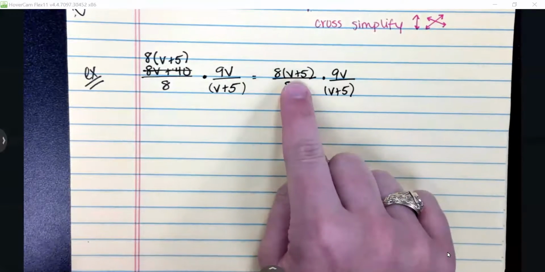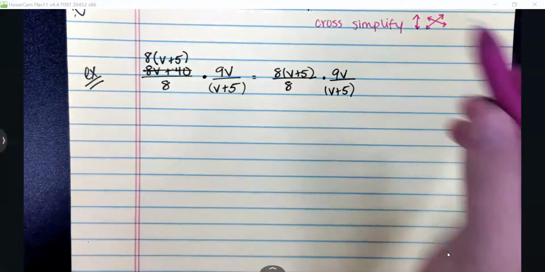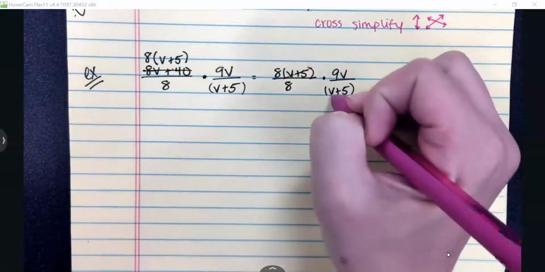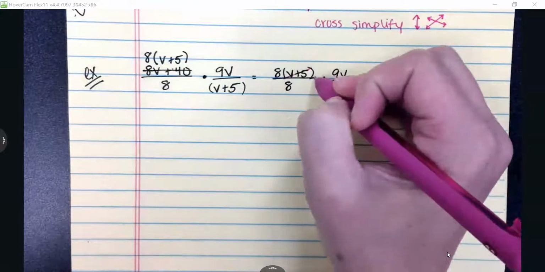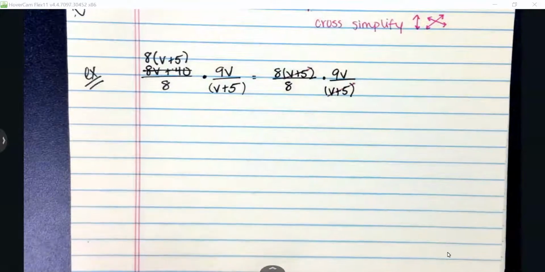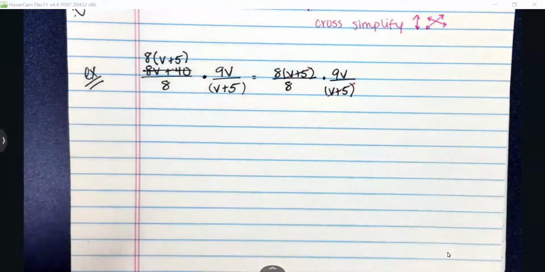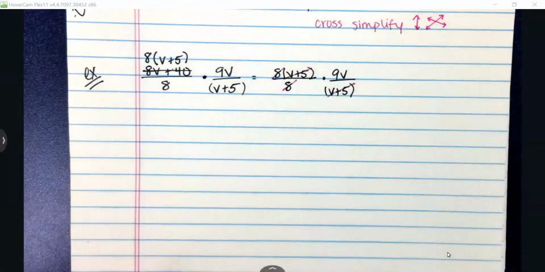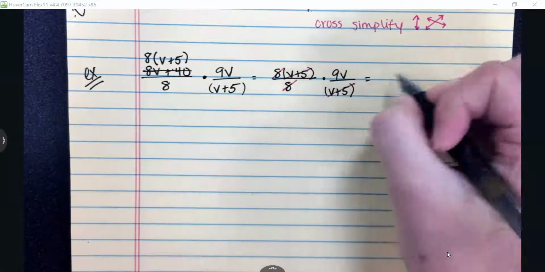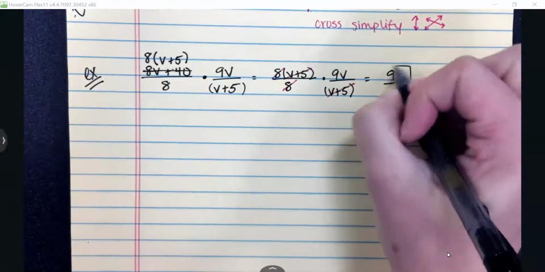The v plus 5 and v plus 5 can simplify. These equal 1. V plus 5 divided by v plus 5 equals 1. Is there anything else I can simplify? 8 divided by 8 equals 1. So what's the only thing that's left? 9v.